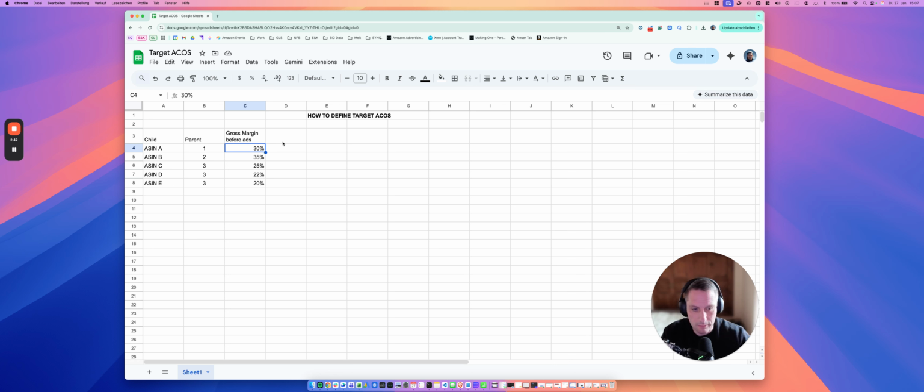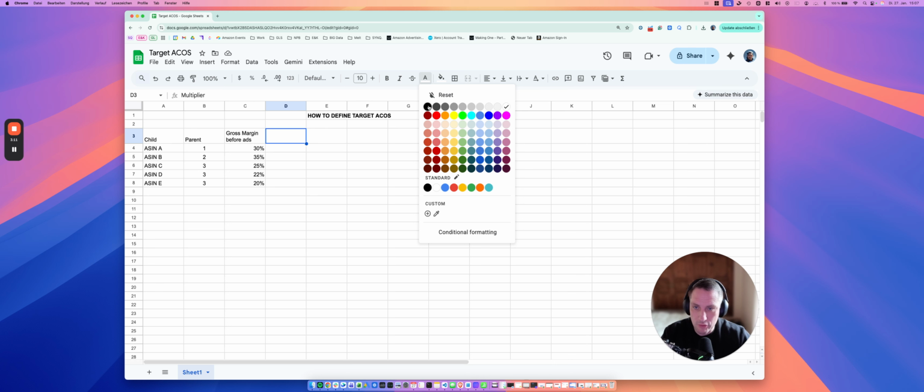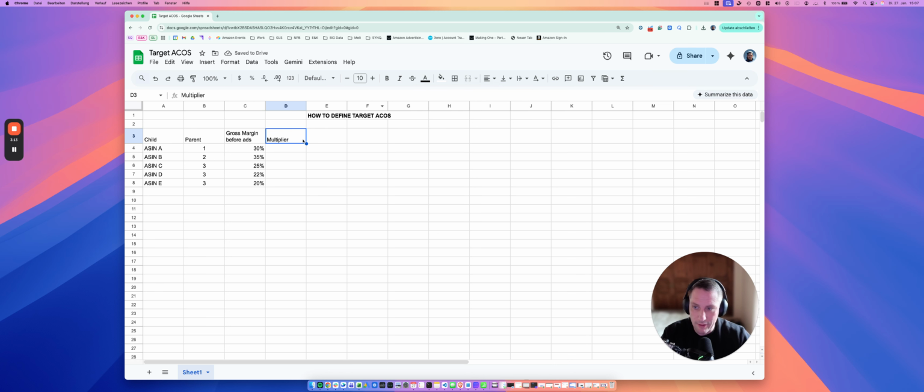Now, there are a few ways you can define your target ACOS. Some people just do, hey, my target ACOS is 20. Everything is 20. Obviously, you'll see already from different margins that setting the same target ACOS for every child will not be ideal. Some will receive with a 20% target not so much room to be producing additional profits, and some will have a little bit more room. So what we can do here is use some sort of multiplier, right?